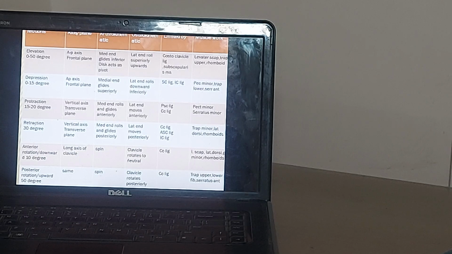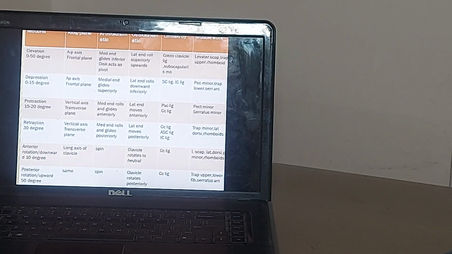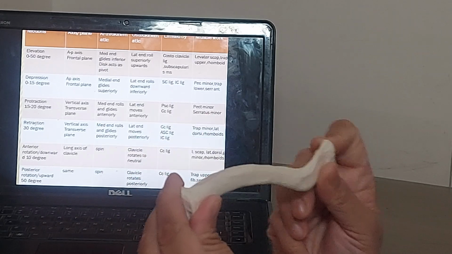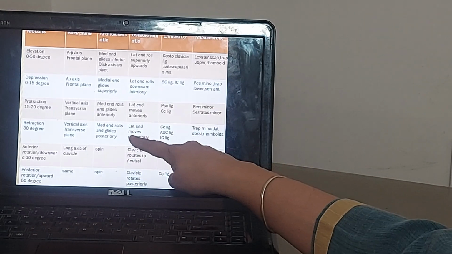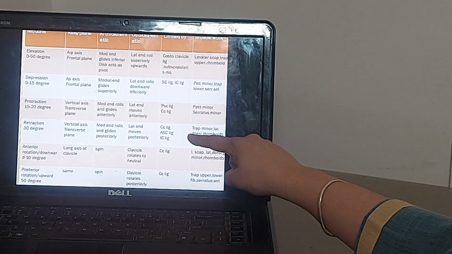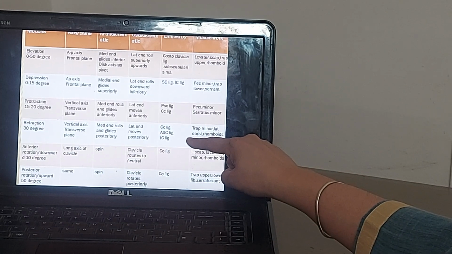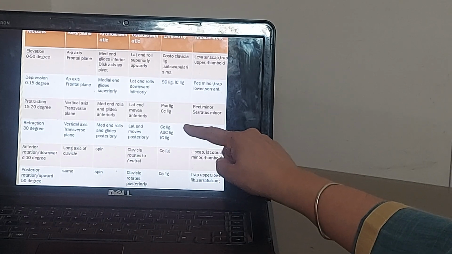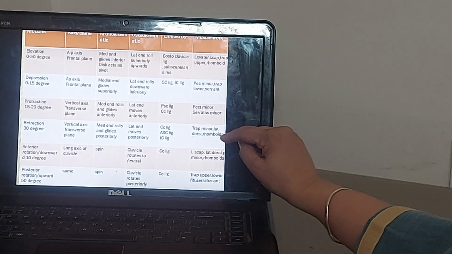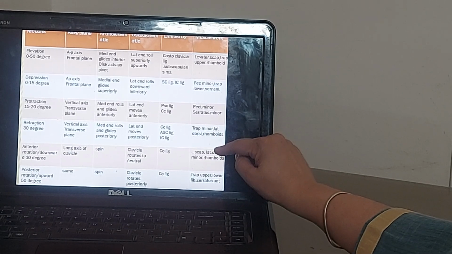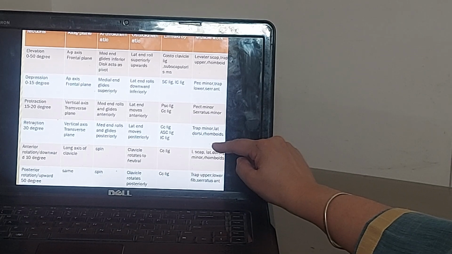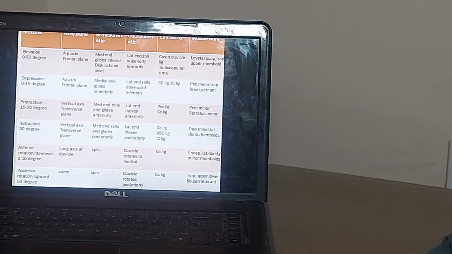Retraction is 30 degrees. It acts on a vertical axis and transverse plane, where the lateral end of the clavicle moves posteriorly and the medial end rolls and glides posteriorly. The ligaments which are taut, or which help in stabilizing the joint, are the costoclavicular ligament, the anterior fibers of the sternoclavicular ligament and the interclavicular ligament. The muscles which work are the trapezius muscle, latissimus dorsi muscle and rhomboids.